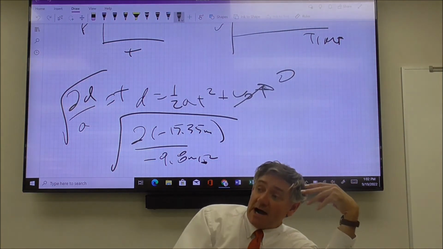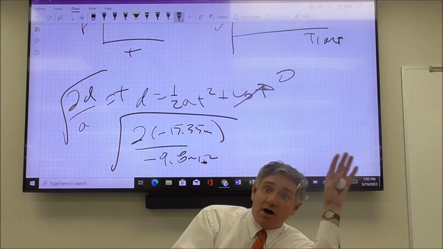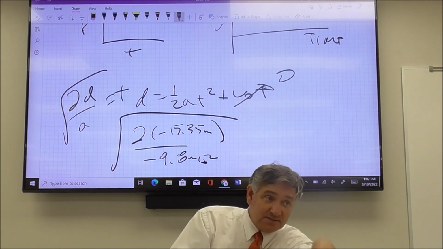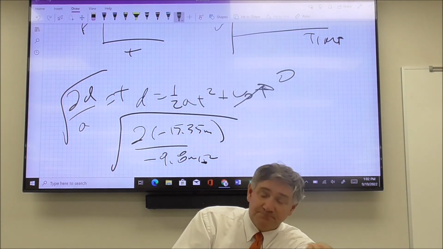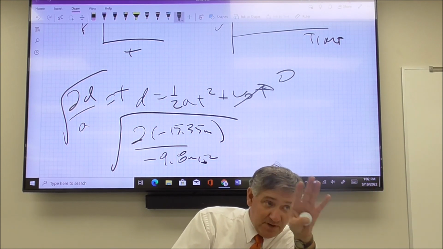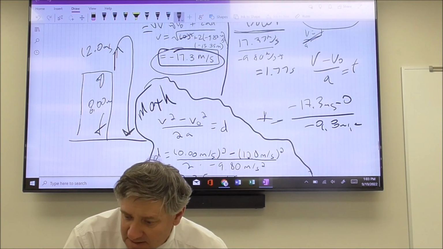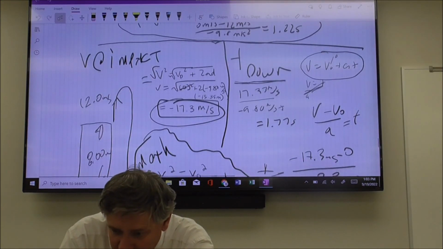So I like this one because I'm just going off of, here's how high it is, this is how far it's going to fall. Whatever works. You just have to find the way that works best for you. Okay, then the velocity of impact, where was that one?